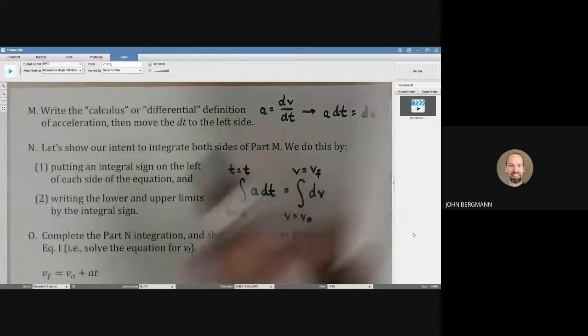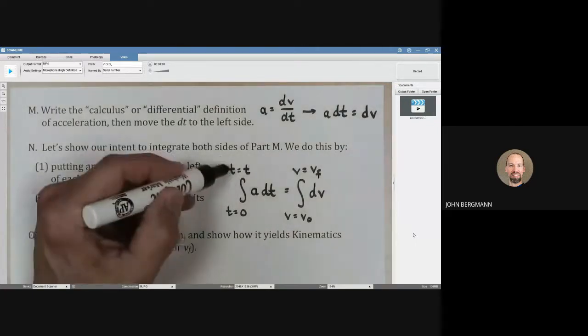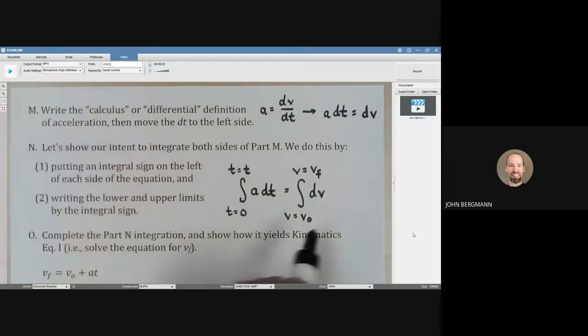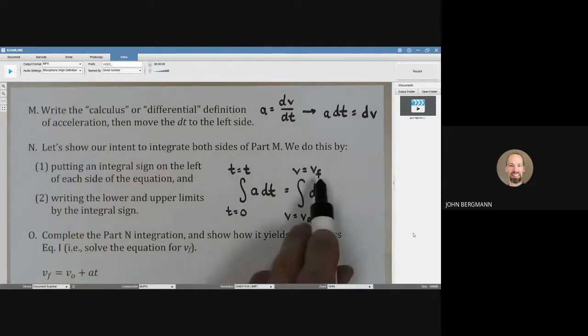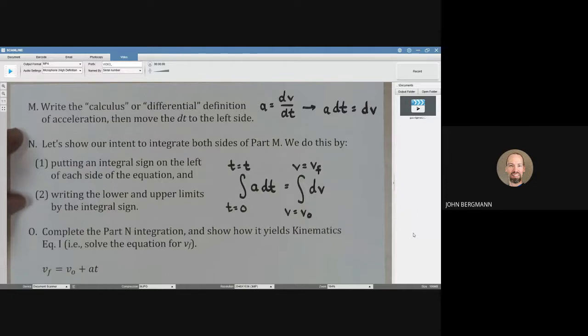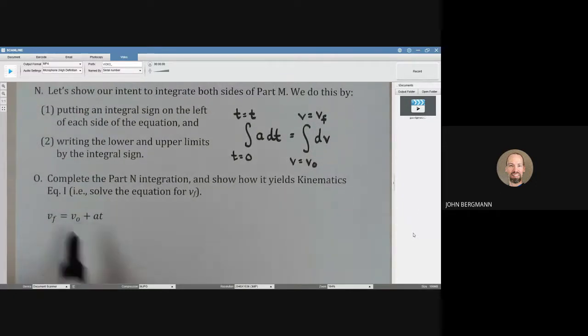Sometimes when we write this, and you'll get used to this as we go on, we don't write the t equals part. Sometimes we just put a 0 there and a t there, and over here we'll put a v naught and a vf. But to be complete, I'll go ahead and put those full limits in there. Let's complete this integration and show how it yields kinematics equation number 1, which is right there.